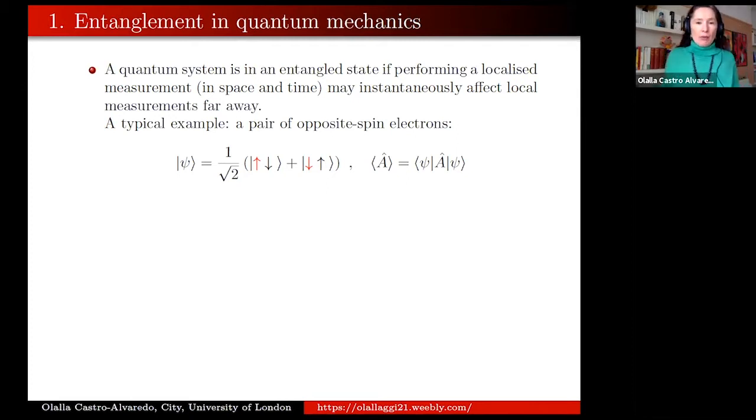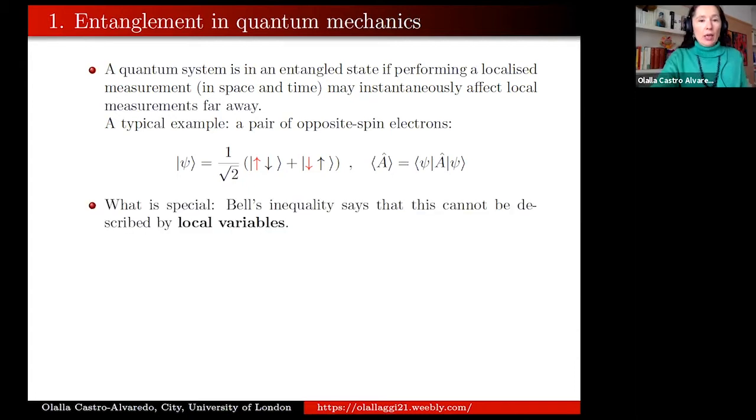If you want to compute averages of observables in the system, you can use that state and just sandwich the observable there. So that is an example of an entangled state for two spins. And what is special about this, according to Bell's inequality, is that this cannot be described by local variables. So it's really a quantum phenomenon, entanglement, a real quantum phenomenon.